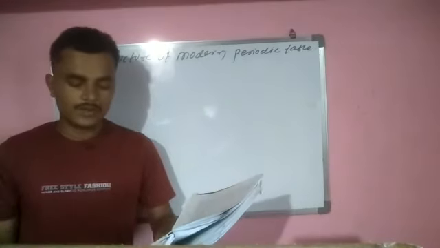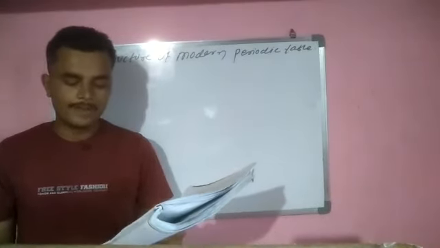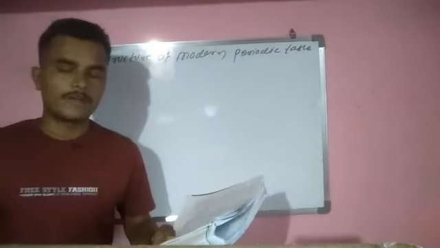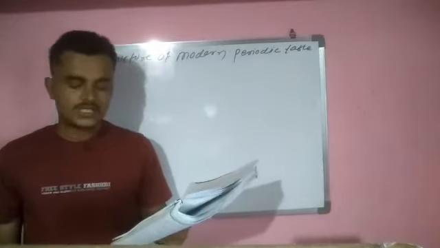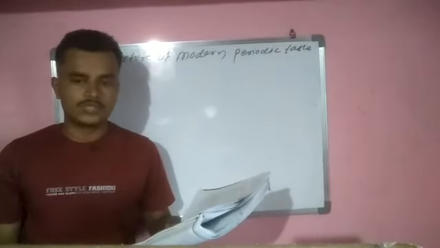The modern periodic table contains 7 horizontal rows called the periods 1 to 7. Now see, the modern periodic table contains 7 horizontal rows called the periods 1 to 7.